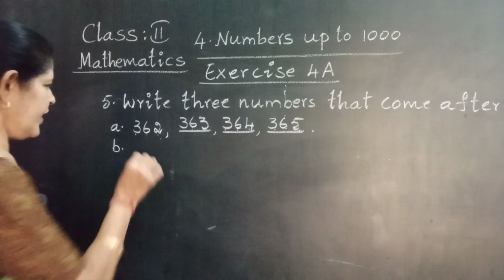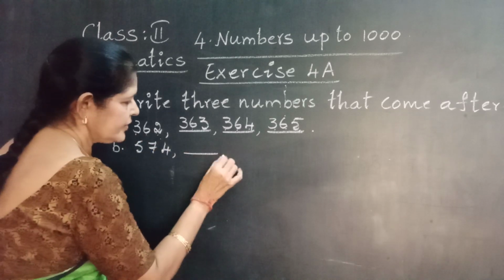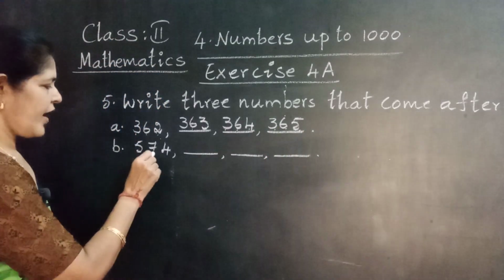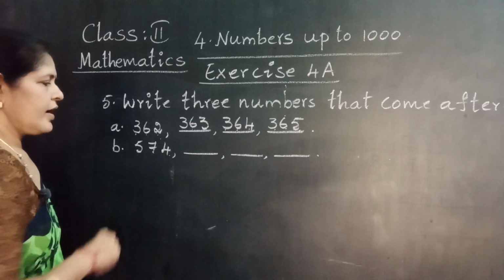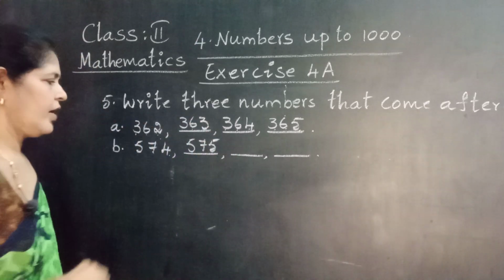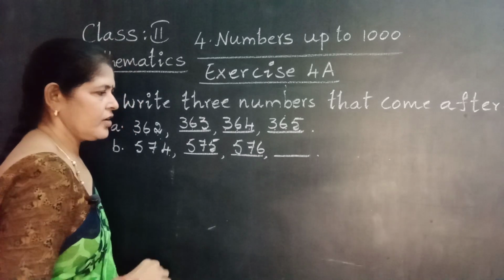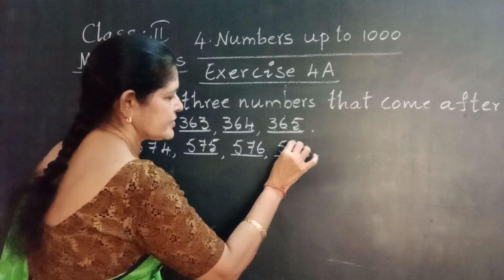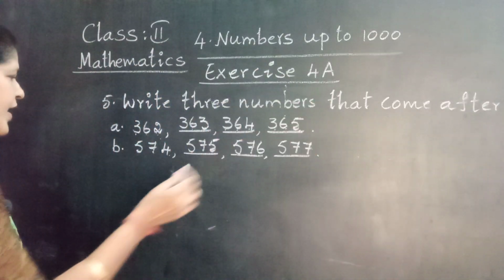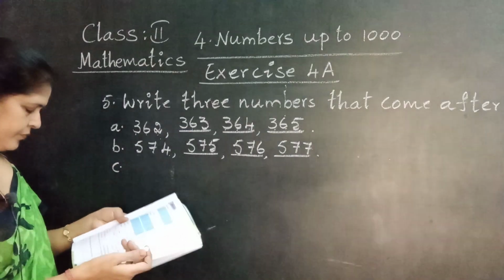What is the given number? 574. Write 3 numbers which come after 574. Come on. Yes, very good. 575. Very good. Next, 576. Very good. 577. After means next number. We are writing forward.